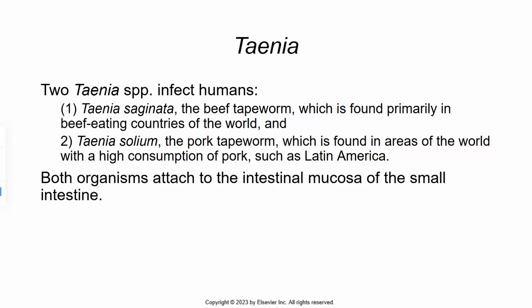So Taenia species that infect humans would be Taenia saginata, which is the beef tapeworm that's found primarily in beef-eating countries in the world, and Taenia solium, the pork tapeworm, which is found in areas of the world with high consumption of pork, such as Latin America. Both organisms attach to the intestinal mucosa of the small intestine.